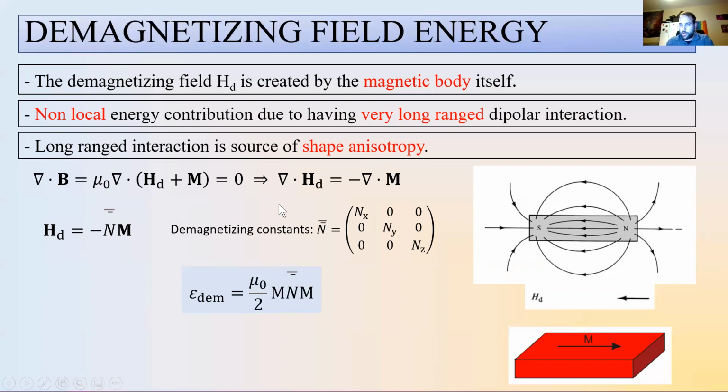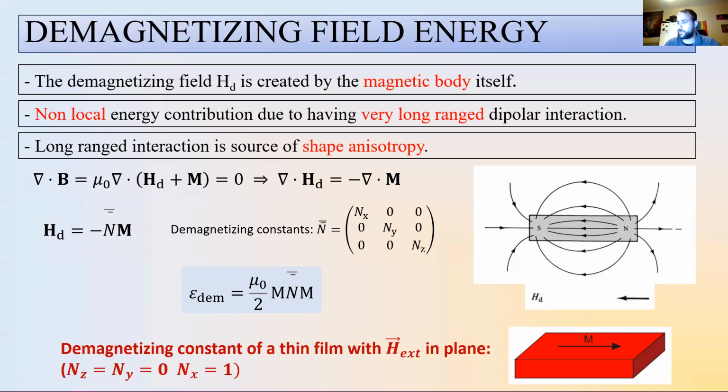So the energetic term here is given like this, and I want you to keep in mind that for a thin film, as shown in the presentation, the demagnetizing constants are: the Nz and Ny components are 0 and the Nx component will be equal to 1.